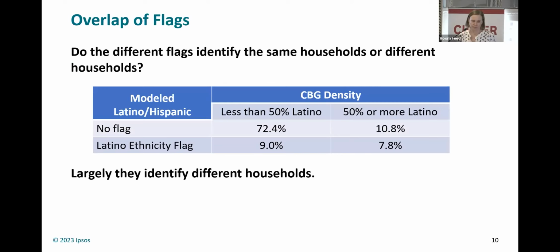And so the first question is, do these flags identify the same households or do they identify different households? And it looks like largely they're identifying different households. So about 7.8% of the addresses in the sample that we selected had both the Latino ethnicity flag and were in high density CBGs. About 10% had one flag or the other. So 10% were 50% or more, but not the Latino ethnicity. And then same for the opposite. And then most of the addresses were not flagged either way.